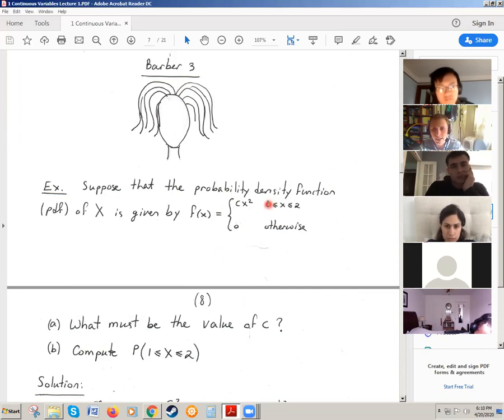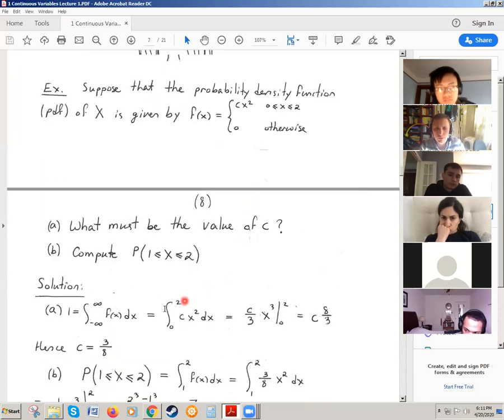X can only take numbers between 0 and 2. So when you actually run the simulation, a number between 0 and 2 will come out, right? So you integrate this function from 0 to 2, and you want to set it equal to 1, and that will allow you to solve for C. So that's what we do. We integrate in general from -infinity to infinity, but of course, most of it is 0. So it's really from 0 to 2.